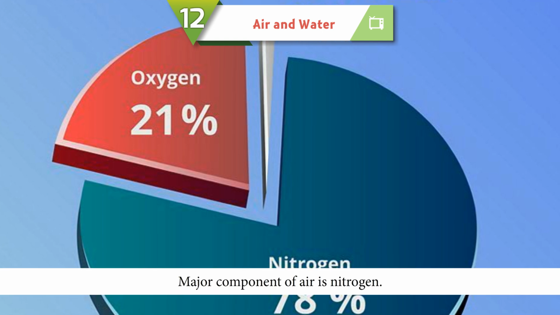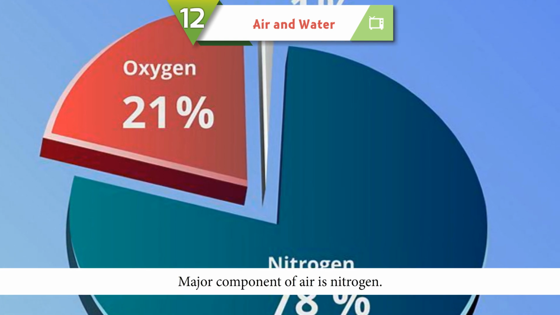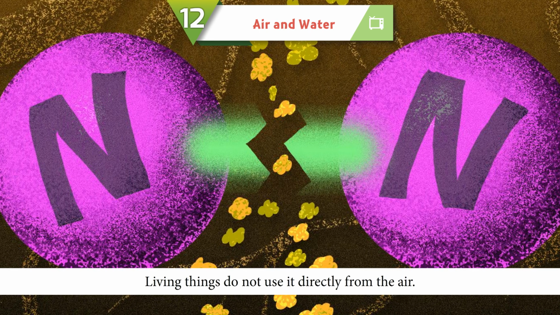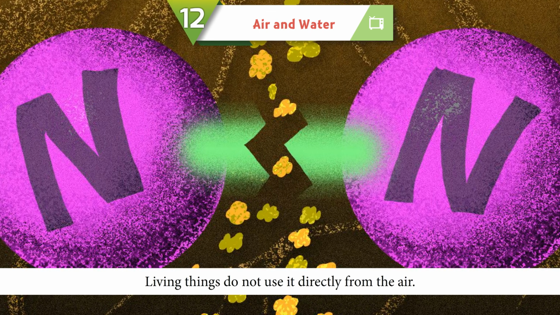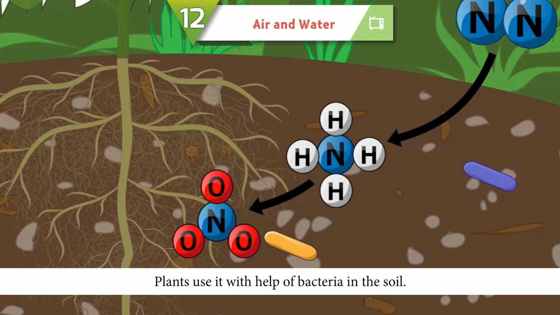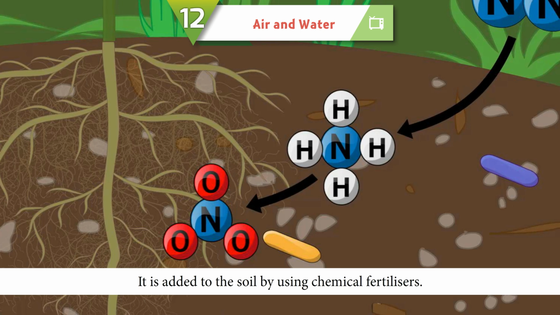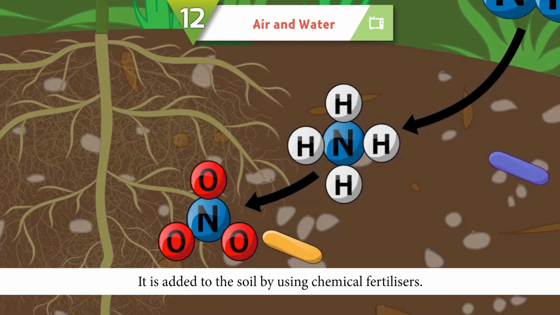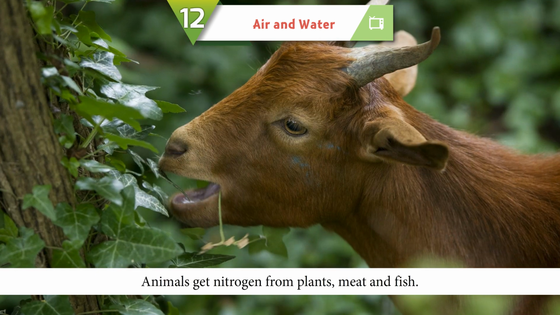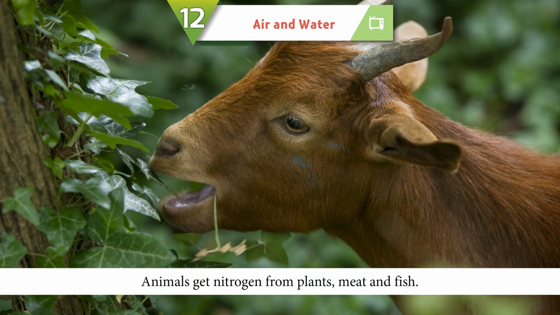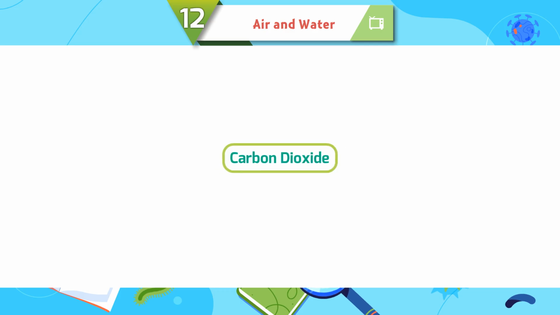Nitrogen. The major component of air is nitrogen. Living things do not use it directly from the air. Plants use it with the help of bacteria in the soil. It is added to the soil by using chemical fertilizers. Animals get nitrogen from plants, meat and fish.